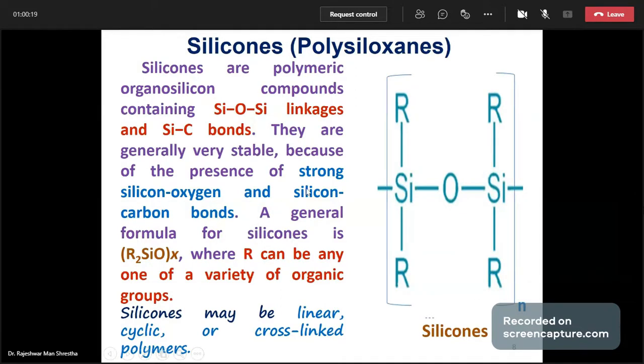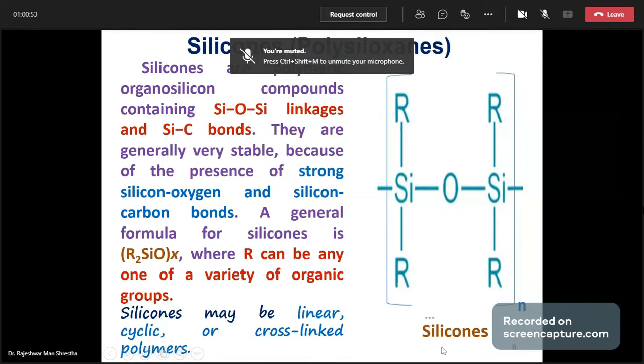Silicones are polymeric organosilicon compounds containing silicon-oxygen bond linkages and silicon-carbon bonds, where R is carbon. They are generally stable because of the presence of strong silicon-oxygen and silicon-carbon bonds. The general formula of silicone is this one, and R can be one of a variety of organic groups, and silicones may be obtained in different forms: linear, cyclic, or cross-linked.